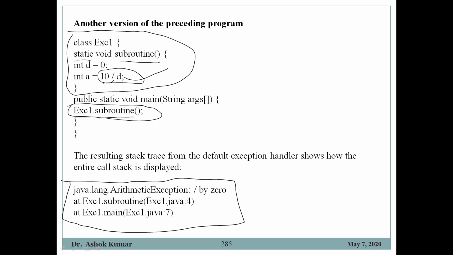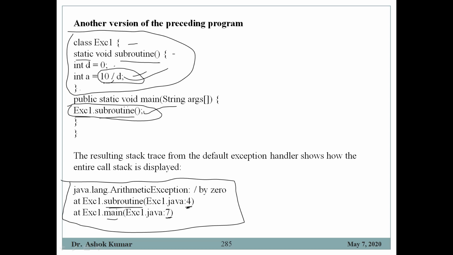This time, if you look at this detail, see what it is displaying. Now the error has occurred at line number 7 in the main method. If you count from here, this is line number 1, 2, 3, 4, 5, 6, and 7. So this is line number 7 in main where the exception has occurred. And this main has called the subroutine. In the subroutine, the exception occurred at line number 4. If you count from here, this is line number 1, 2, 3, 4. So the fourth line has generated the error.